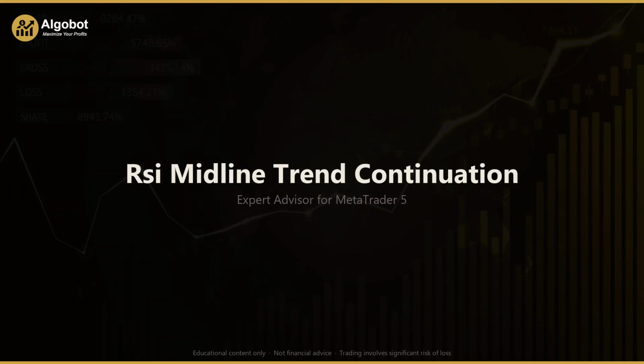Welcome back to Algobot, the channel where we break down automated trading strategies for MetaTrader 5, one line of code at a time. I'm your host, and today we're exploring an expert advisor called RSI Midline Trend Continuation. This strategy blends two familiar tools, the exponential moving average and the relative strength index, into a single trend-following approach.